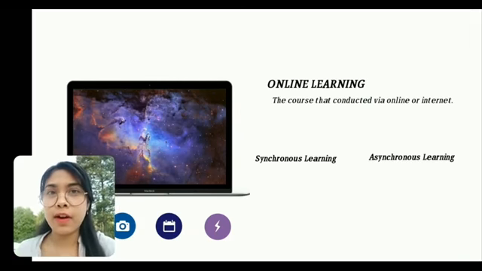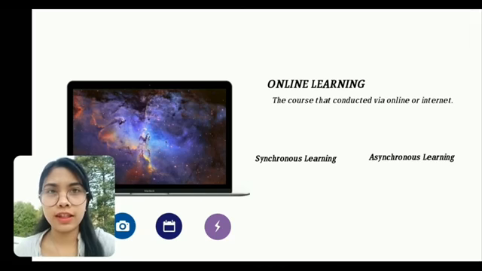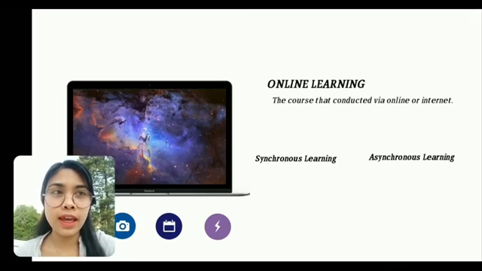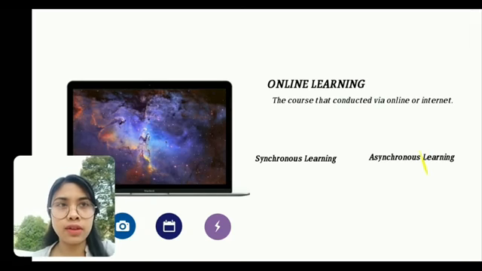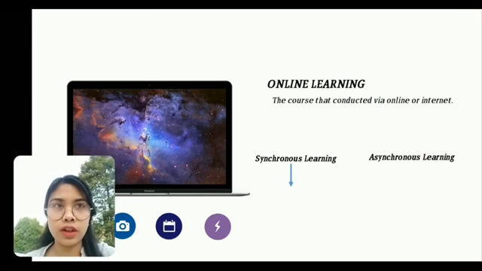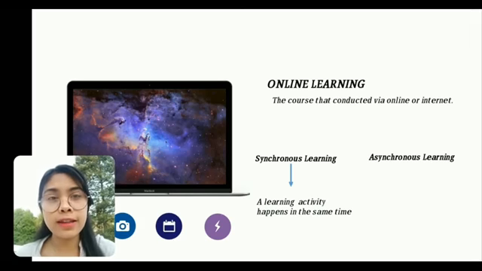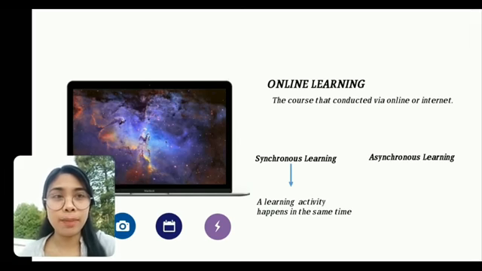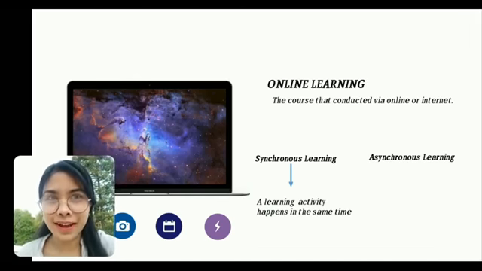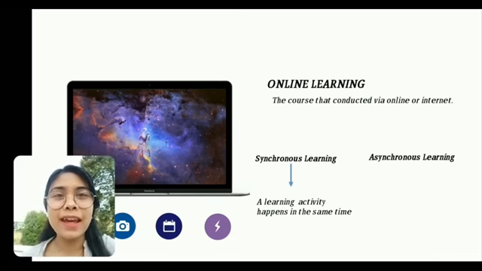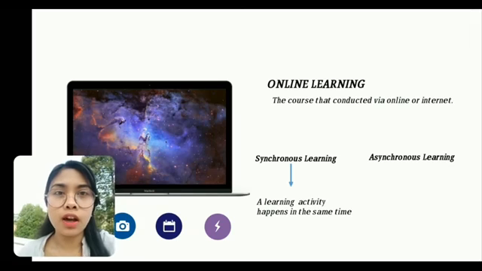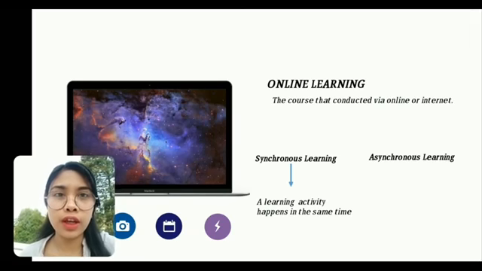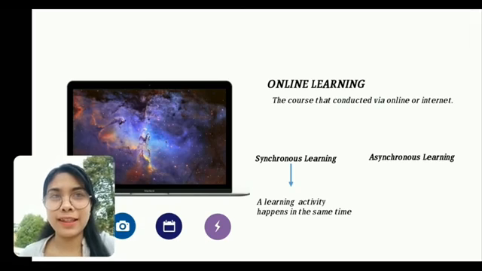There are two types of learning. The first is synchronous learning. The second is asynchronous learning. Let's talk about synchronous learning first. Synchronous learning is a learning activity that happens at the same time. It means that it is like the usual learning, like in the classroom. The teacher and the student learn directly at the same time and in the same place.